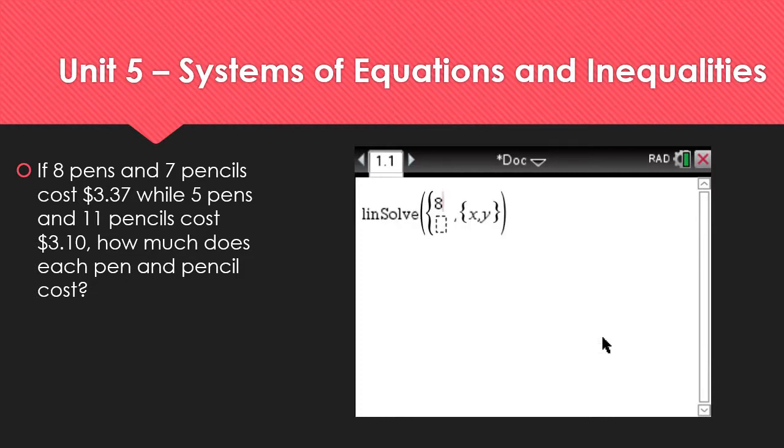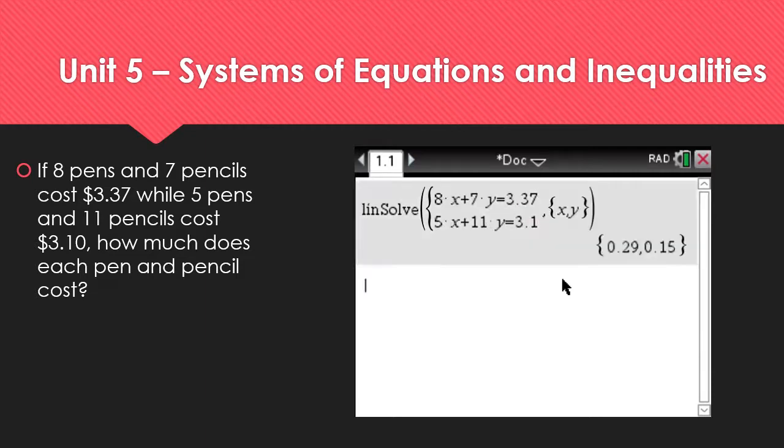So then you just type your equations exactly how they look. 8X, 8 pens and 7 pencils gave me a total of $3.37. 5 pens and 11 pencils gave me a total of $3.10. Type in both the equations, press enter. Now it's important, remember, this is not your answer. That whole thing is not your answer.